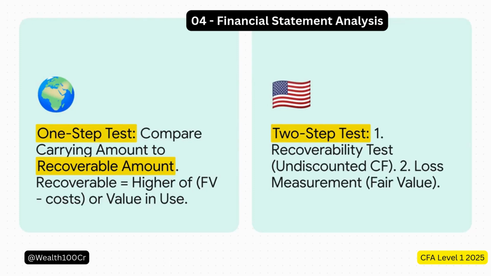And yep, you guessed it, we've got another key difference between IFRS and US GAAP. IFRS uses a simple one-step test. Is the carrying amount greater than the recoverable amount? Boom, that's it. US GAAP, however, has a two-step process. First, you do a recoverability test using undiscounted cash flows. And only if it fails that test do you move on to step 2 and actually measure the loss.